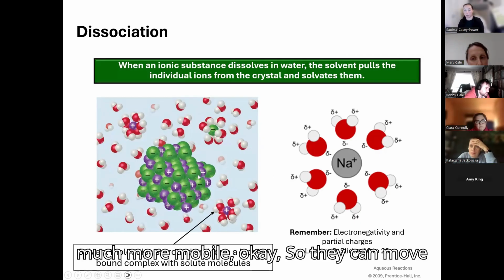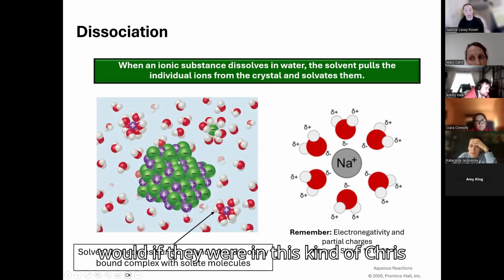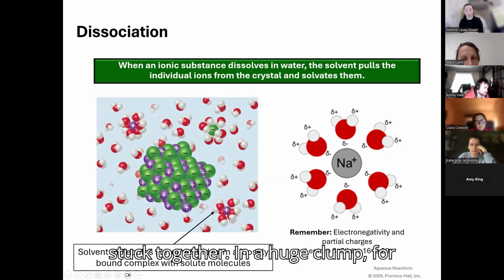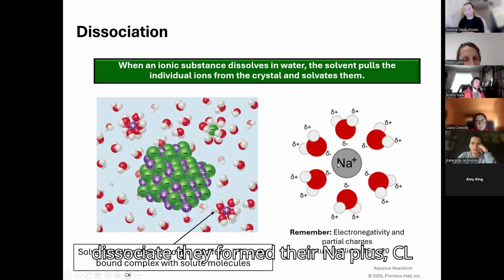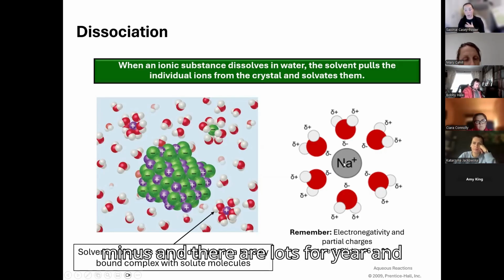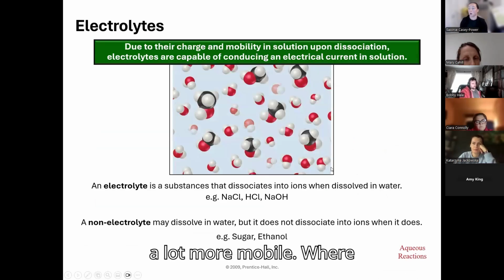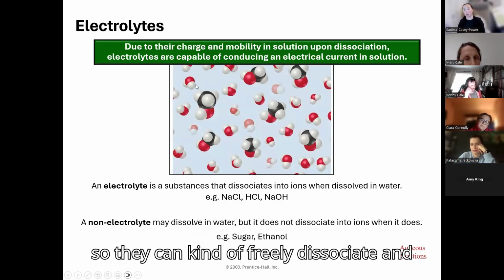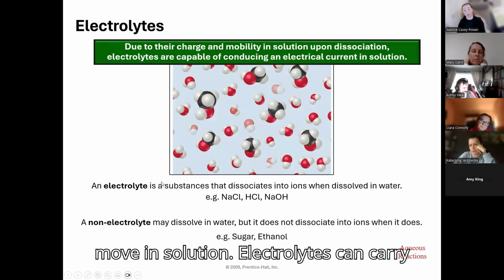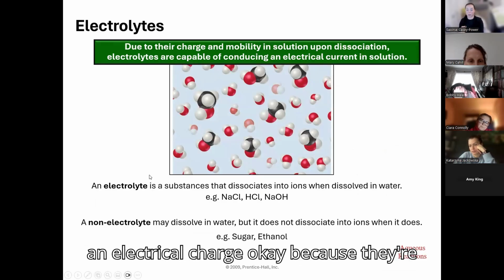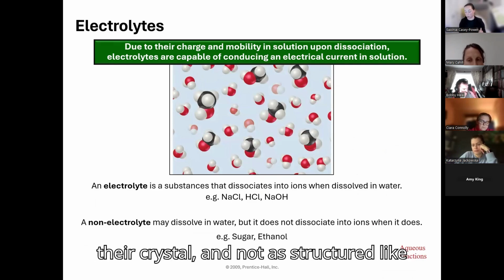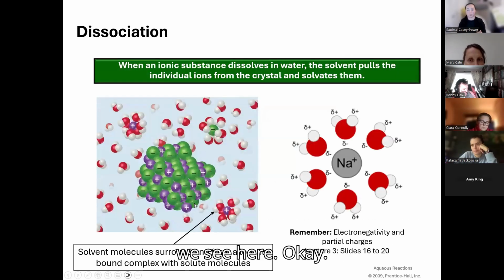are much more mobile. They can move a lot more freely in solution than they would in this crystal lattice structure, where they're almost stuck together in a huge clump. But when they dissociate, they form Na+ and Cl-, and they're a lot freer and more mobile. When they carry charge and are mobile like that, electrolytes can carry an electrical charge, because they're charged and can move freely around the solution much quicker than they could in their crystalline lattice structure, like we see here.